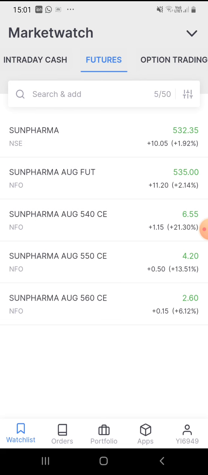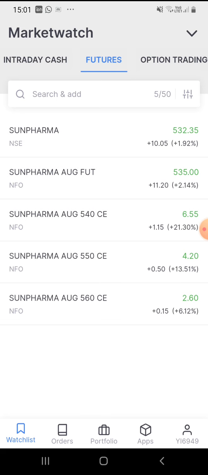What is the nearest strike? 540. After that 550. After that 560. So here 540 has the highest speed, 1.15. 550 0.50 only, 560 0.15. So the nearest strike will have a much higher speed of movement.